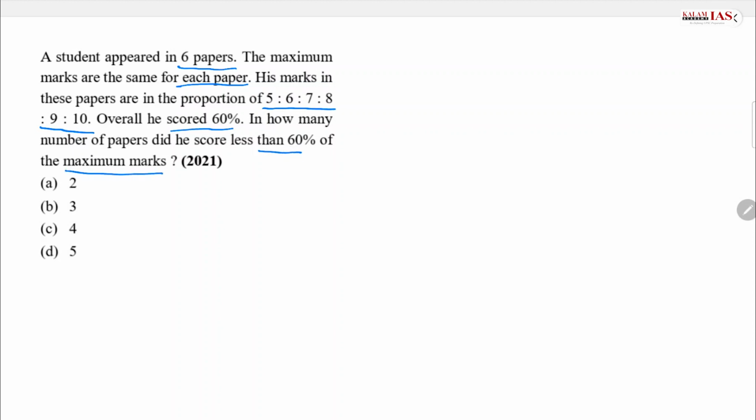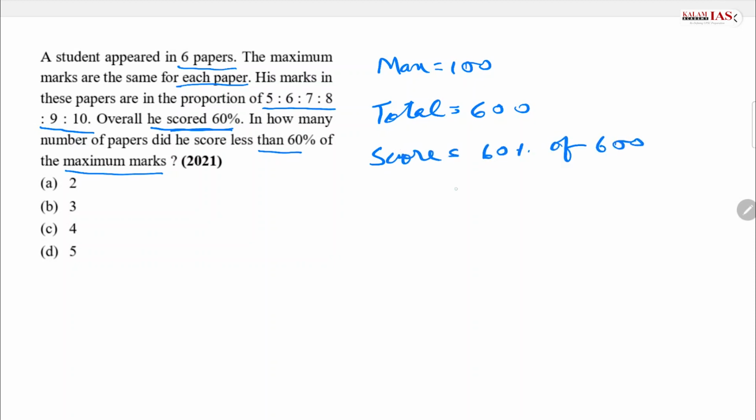Now let's assume the maximum marks for each paper is 100. So for 6 papers, the total will be 600 marks. And overall, he has scored 60%. So his score is equal to 60% of 600, which is 60 by 100 into 600. That is 360 marks.